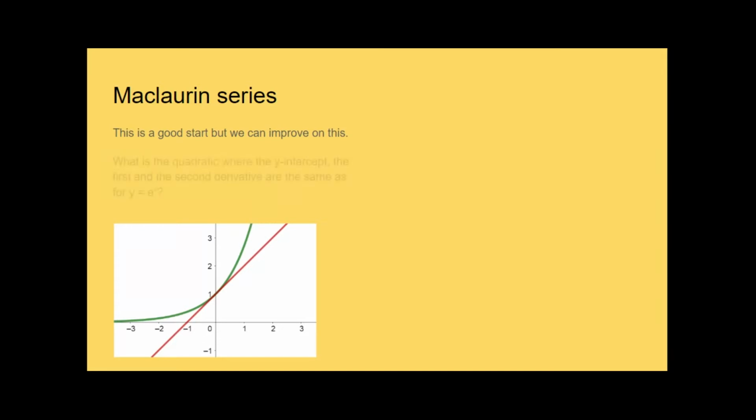And what we're going to do, we're going to say, suppose we've got a curve which not only has the same point as that point on our function, not only has the same gradient, but also the same second derivative. So what we're looking for then is the quadratic. Because a quadratic has the advantage over the linear that it has a second derivative.